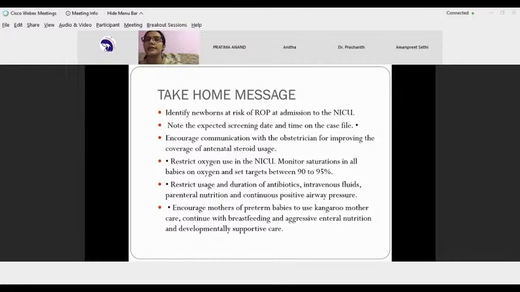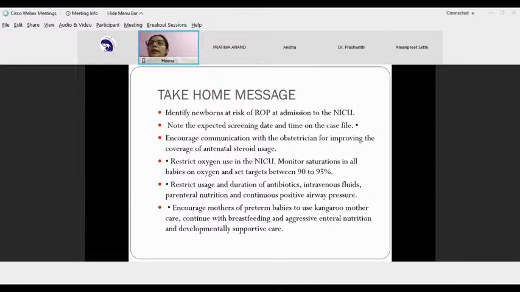And the take-home message is we have to identify the newborn at risk of ROP at admission to NICU: what the risk factors are, and which babies are likely to develop ROP. Note the expected screening date and time in the case file. We have to encourage communication to improve the coverage of antenatal steroid. Restrict oxygen use in NICU, maintaining the saturation of all babies at a target level between 90 and 95, and promptly responding to the alarms.